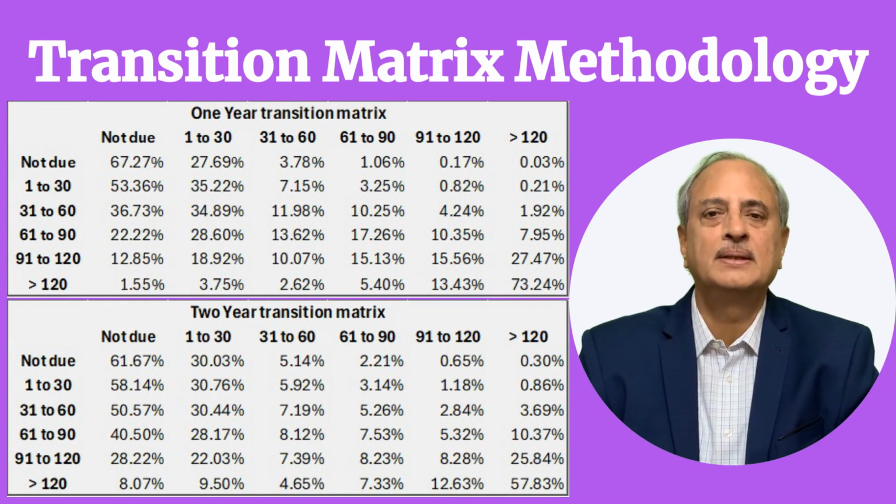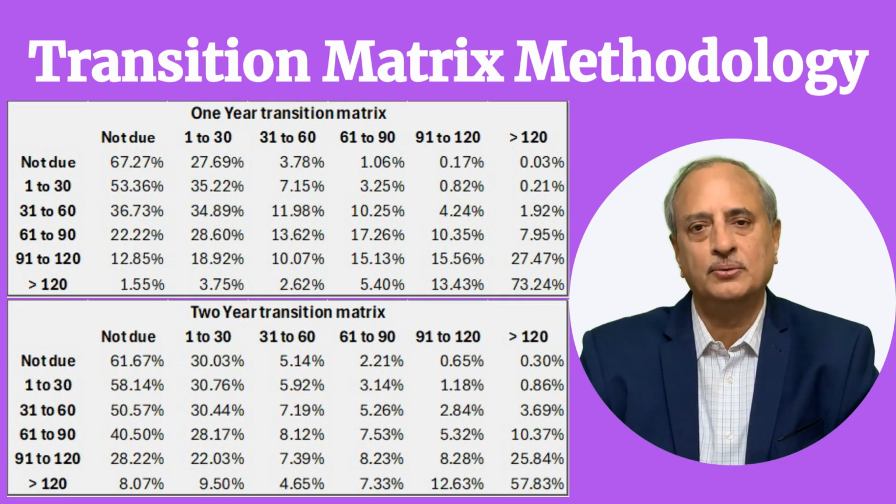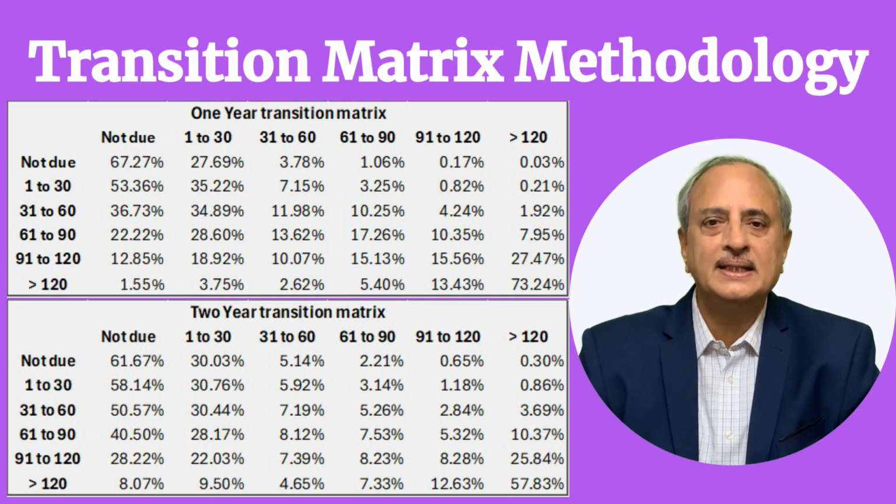The one-year transition matrix expands the time frame to analyze repayment behavior over 12 months. For example, 67.27% of not due loans remain unchanged, while 27.69% transition to 1 to 30 days overdue. This matrix helps identify long-term repayment trends and risks, providing a more comprehensive understanding of portfolio dynamics.